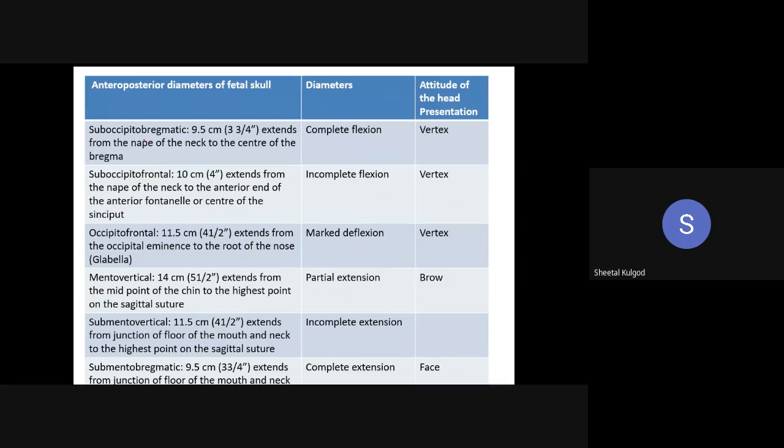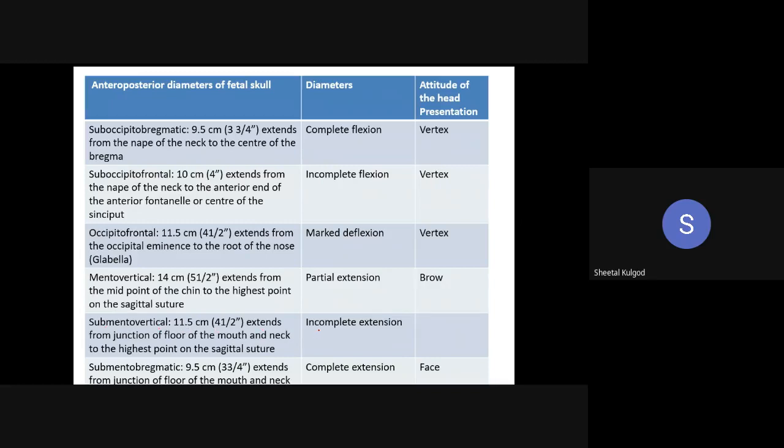It is the suboccipitobregmatic, 9.5 centimeters, in complete flexion, and the presenting part is the vertex. Suboccipitofrontal, 10 centimeters, in incomplete flexion, and the presenting part will be the vertex. Occipitofrontal, 11.5 centimeters, in marked deflection, but still the presenting part will be the vertex. Mentovertical, the largest diameter at 14 centimeters, will be the diameter in a partially extended head, and the presenting part here will be the brow.